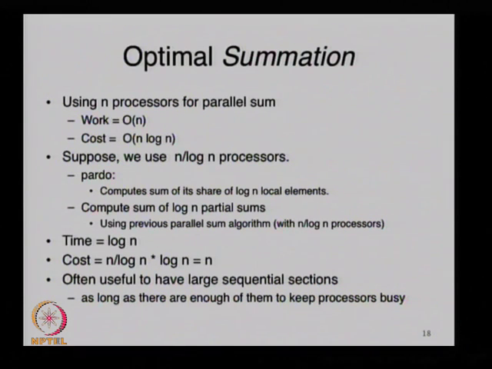What about the cost? N by log n processors, log n steps, cost is the product. So cost now becomes order n. So a slight change to the algorithm will give you a cost optimal summation algorithm. You've said I'm going to assume a different function of n as the number of processors, and this is the algorithm. It goes in two steps. There is local computation first, then there is global computation, and at the end of it, you've got the sum.